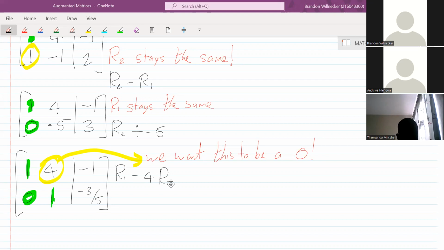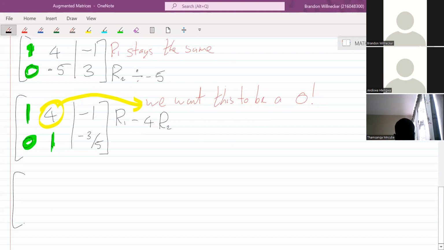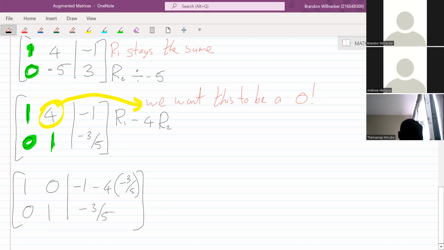Because look at the entry in row 2, that's a 1. If we have 4 minus 4, that's going to give us a 0. Okay, so we're going to do that. So we're going to have 1, 0. Okay, because the 1 minus 0, that's 0. 4 minus 4, that's 0. And then we're going to have minus 1 minus 3 over 5 times 4. So minus 1 minus 4 times minus 3 over 5. Okay, so we can just leave it like that there. And then we have 0, 1 minus 3 over 5.